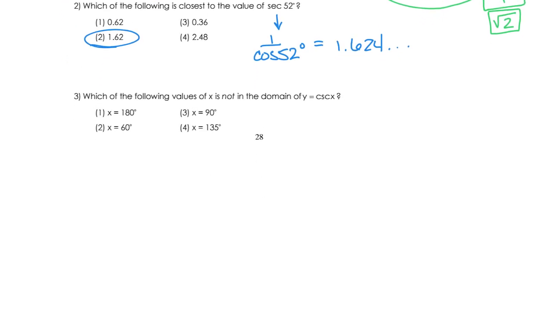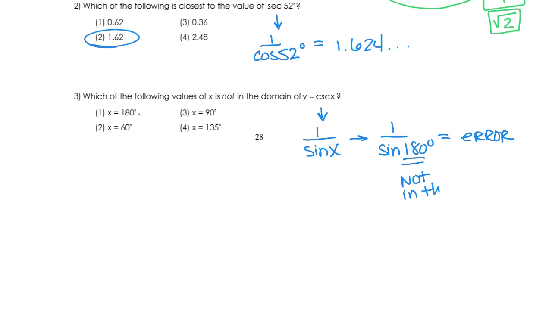Number 3, which of the following values of x is not in the domain of y equals cosecant of x? All right, so we can go ahead and type in 1 divided by sine of x instead. And then we're going to just go ahead and replace our x values with our choices. So if we type in 1 divided by the sine of 180 degrees for choice 1, this is going to come out to be an error. And therefore this is not in the domain.